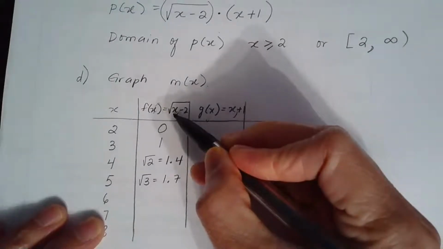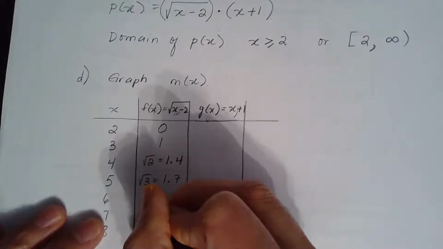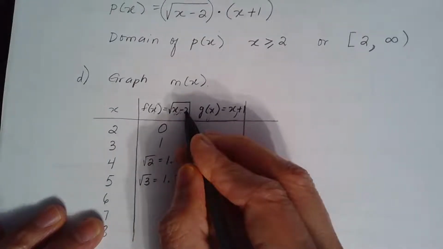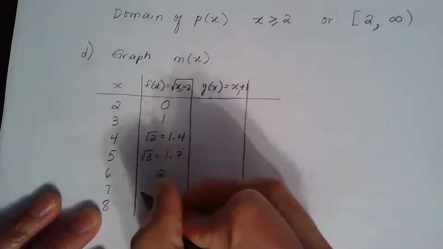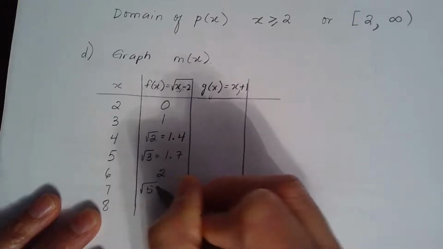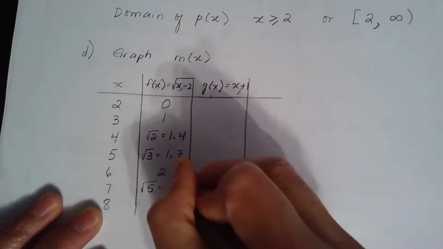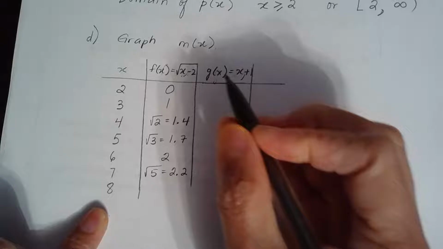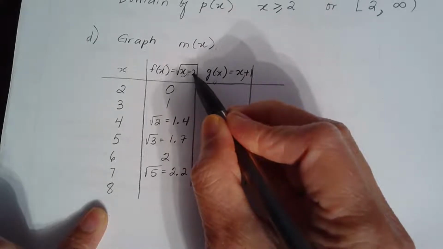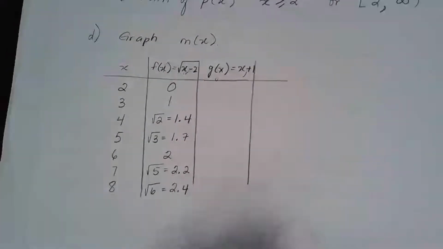And if x is 6 in here, then it's going to be 6 minus 2, which is 4, and square root of 4 is 2. And then 7, it's going to be square root of 5. Square root of 5 is approximately 2.2. And if x is 8, it's going to be 8 minus 2, that's 6, so square root of 6, approximately 2.4. I think that should be enough. We should be able to see the shape of the graph from there.